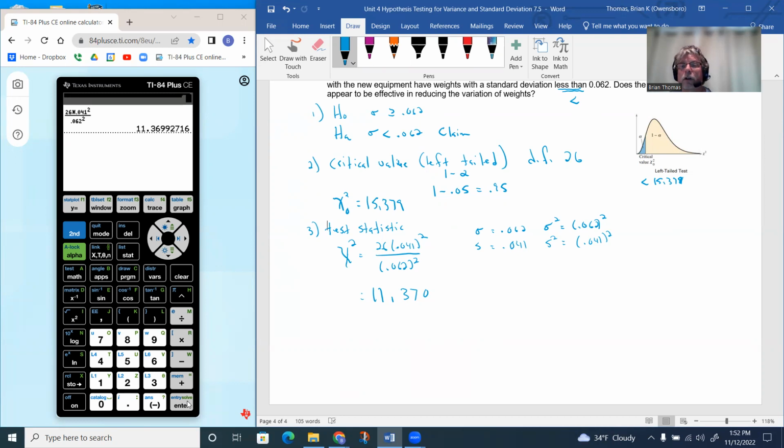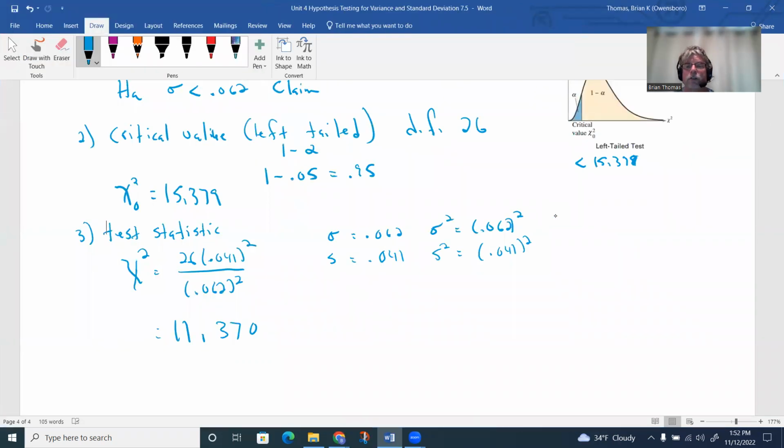What we're trying to do now is compare that to the 15.379, our critical value. Notice that 11.370 is going to be less than 15.379, so it falls in the rejection region. So we are going to reject the null hypothesis.